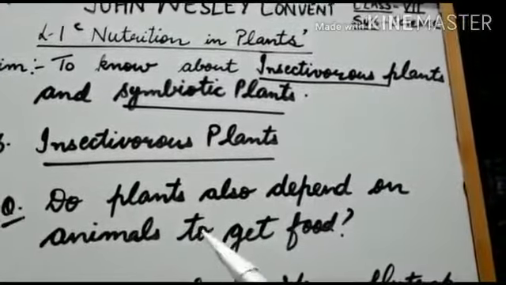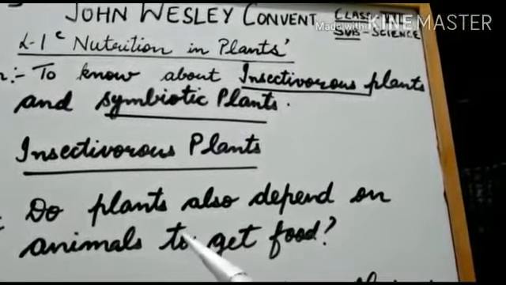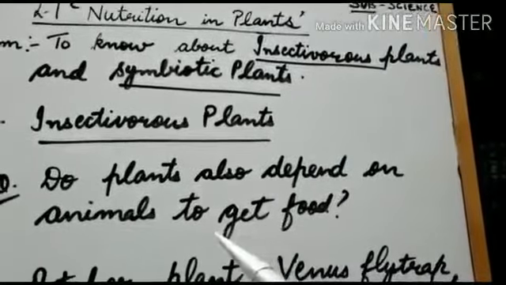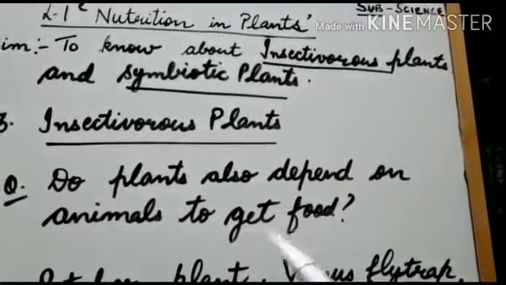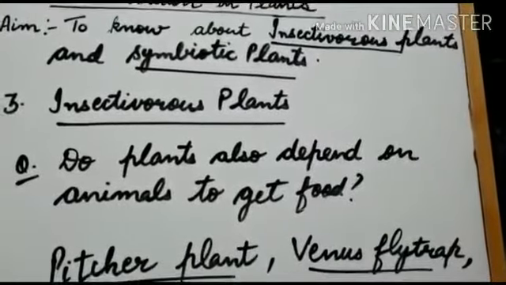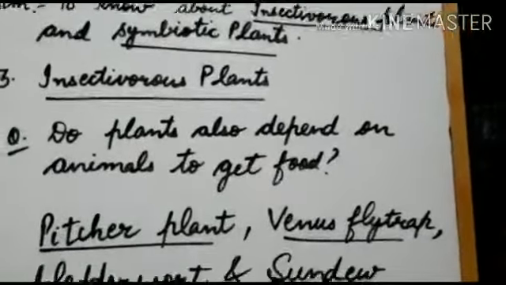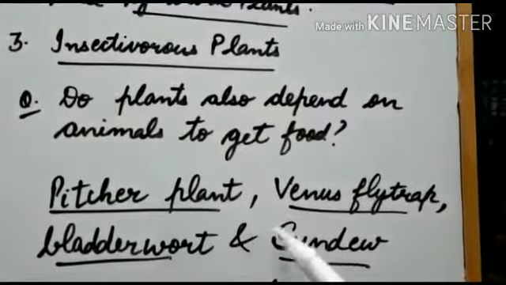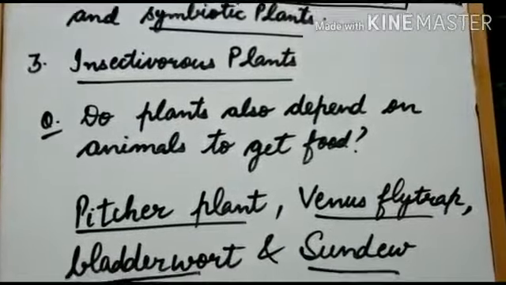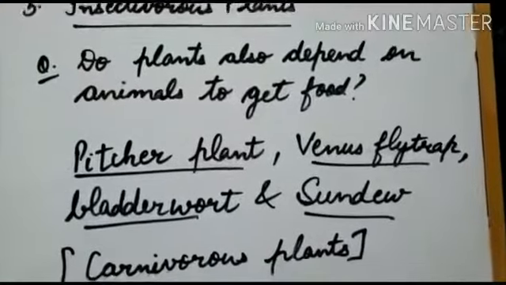Insectivorous plants. In this world, we have always seen that frogs, lizards, and many animals feed upon insects for their food. Have you ever heard that plants also depend upon animals to get food? Yes, actually there are a few plants that depend upon animals for their food, and we call them insectivorous plants. For example, pitcher plant, Venus flytrap, bladderwort, sundew. These plants eat insects, and hence we also call them carnivorous plants.